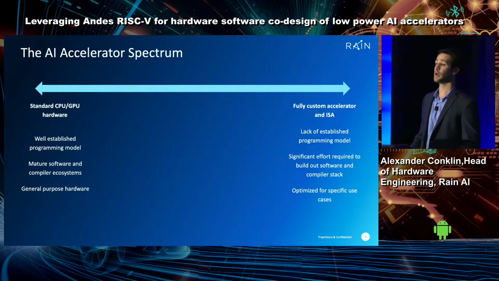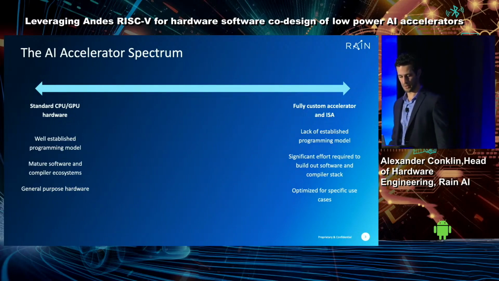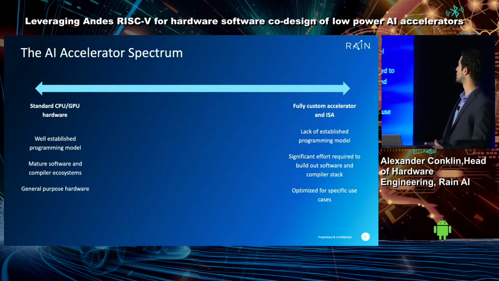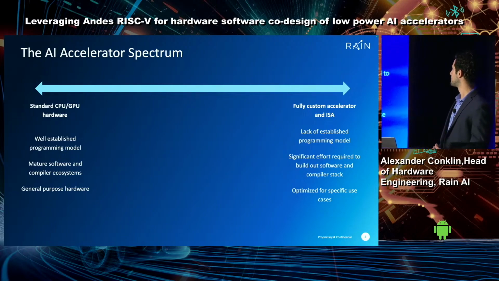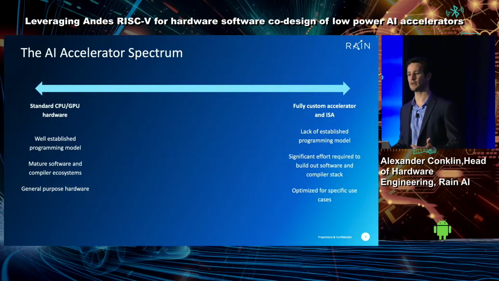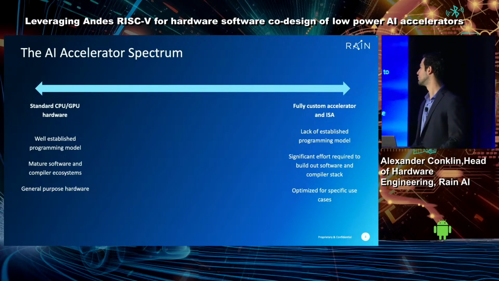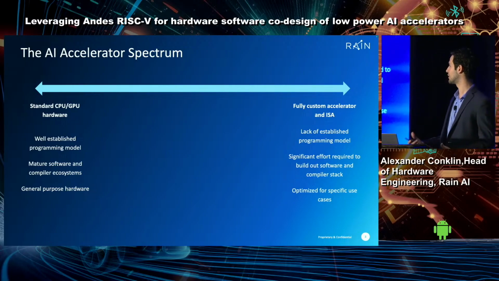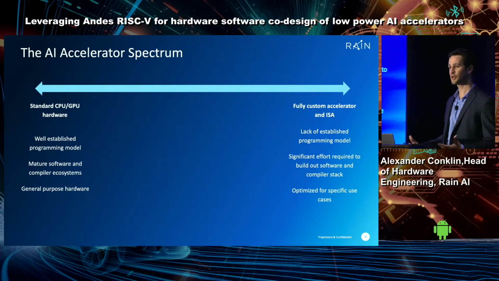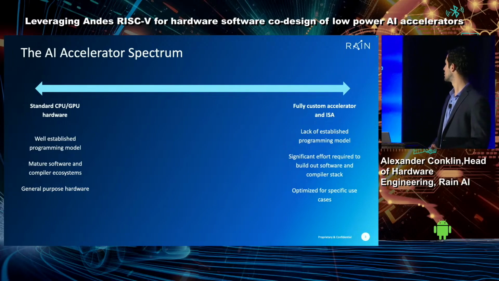One way you can broadly define the ML accelerator spectrum is as follows. On the left-hand side, what you see is our general purpose, more standard CPU and GPU hardware. We have well-established programming models, a mature software and compiler ecosystem, and it's general purpose hardware. So we can get pretty good performance across diverse workloads.